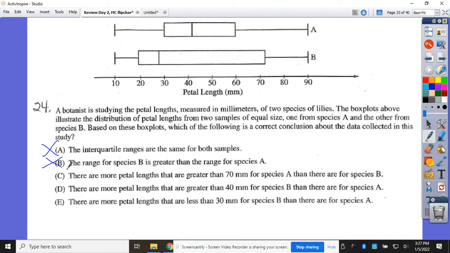So now we're looking at specifics here. So greater than 70. Sorry, my line's not very straight. What percent is greater than 70 for B? Above 25. What percent is above 70 for A? Less than 25. So there are more for A than B. Is that true? No.